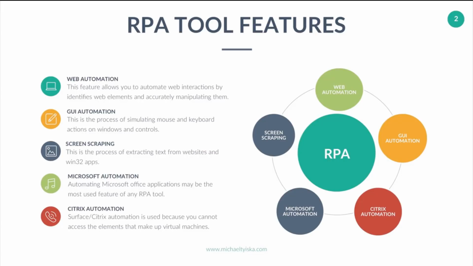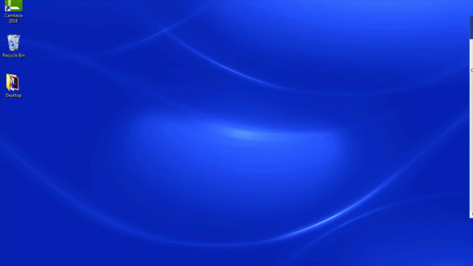Citrix or surface automation. On many projects, you will be asked to automate processes via a virtual machine. In this situation, surface automation or Citrix automation is used because you cannot access the elements that make up the user interface. In this video, we're going to start by downloading and installing UiPath.